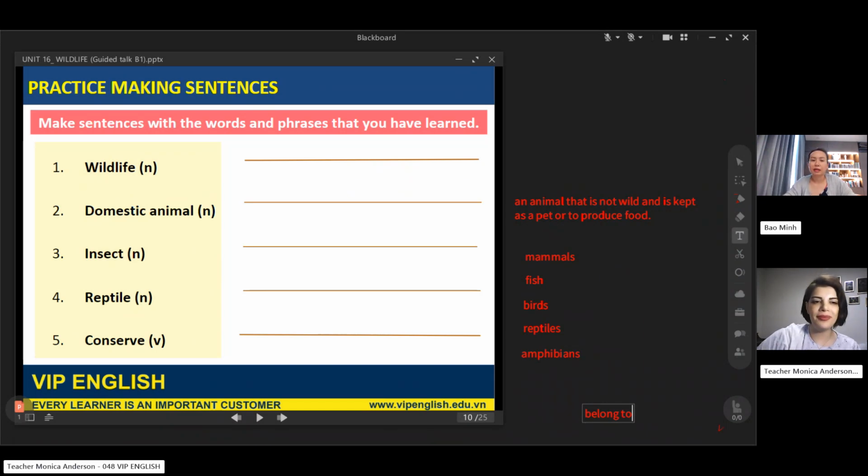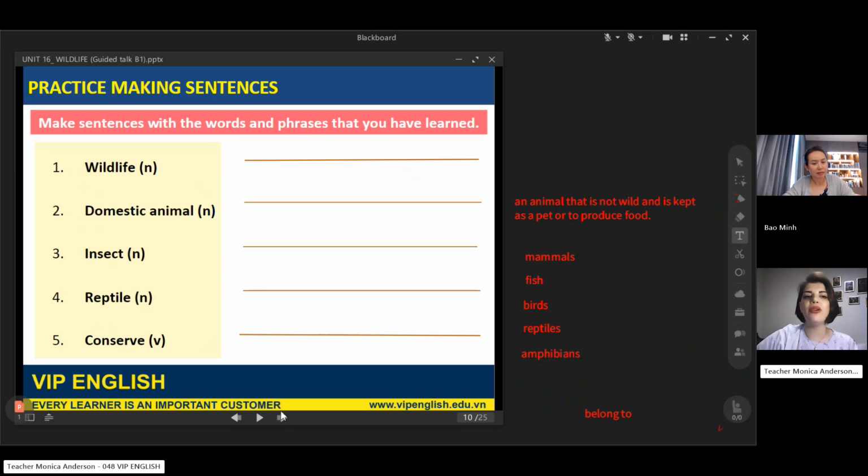Some of wildlife are conserved by the government. Very good, very good. This one really was really good.